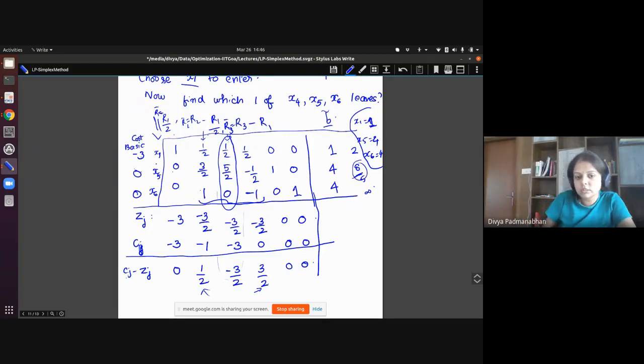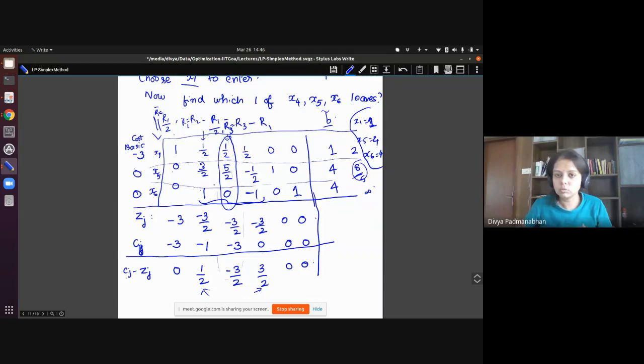Okay, so what you will do is now you're going to make x5 leave the system. And yeah, x3. So this is x3. Yeah, x3 is going to enter and x5 will leave. So you will modify the tableau accordingly. This will become 0 1 0. This third column will become 0 1 0.